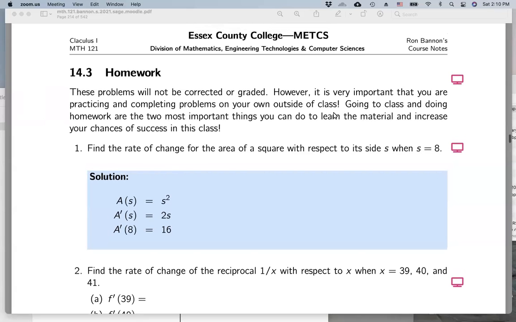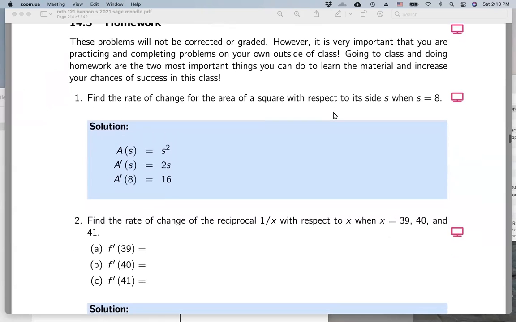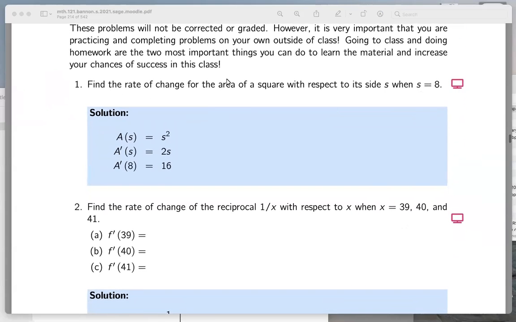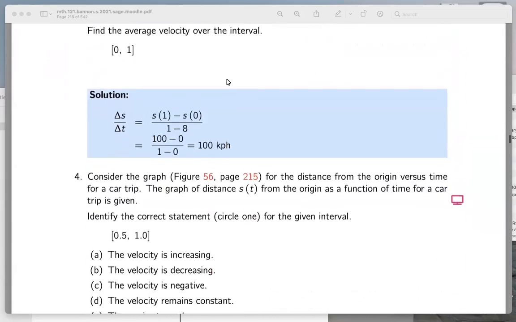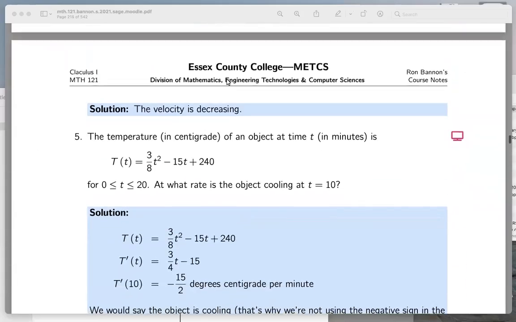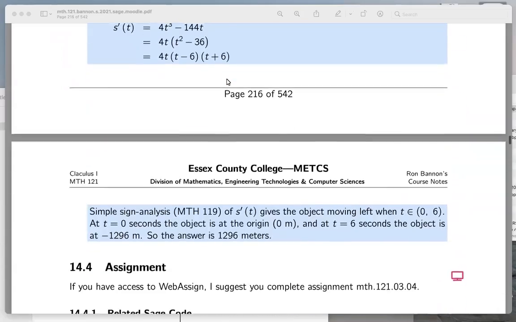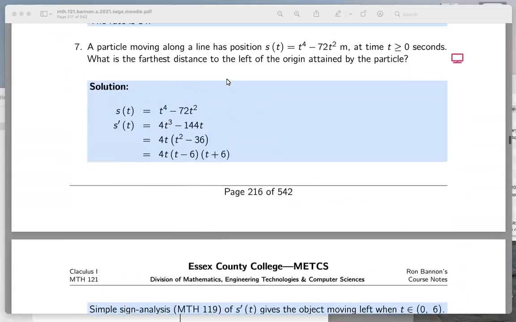Okay, we're in section 14 of the homework. We'll go through the homework. Certainly there's problems over here. Number 1, we'll do number 2, we'll do number 3, we'll do number 4, we'll do number 5, number 6, number 7, and that's about it. It's not going to take long.